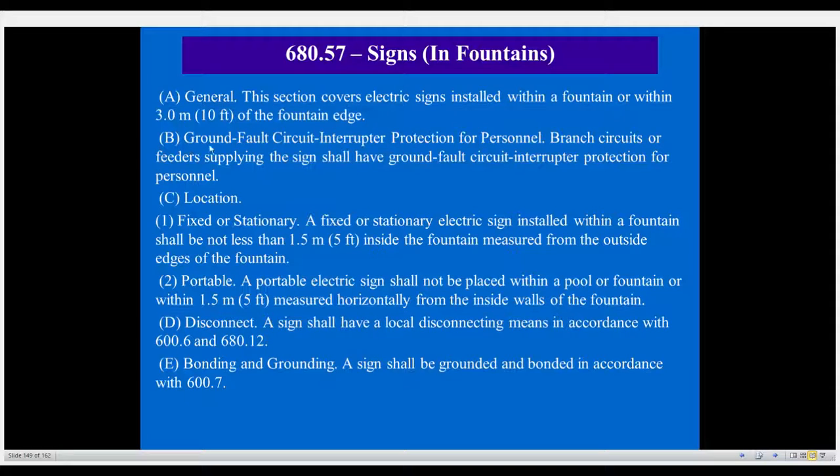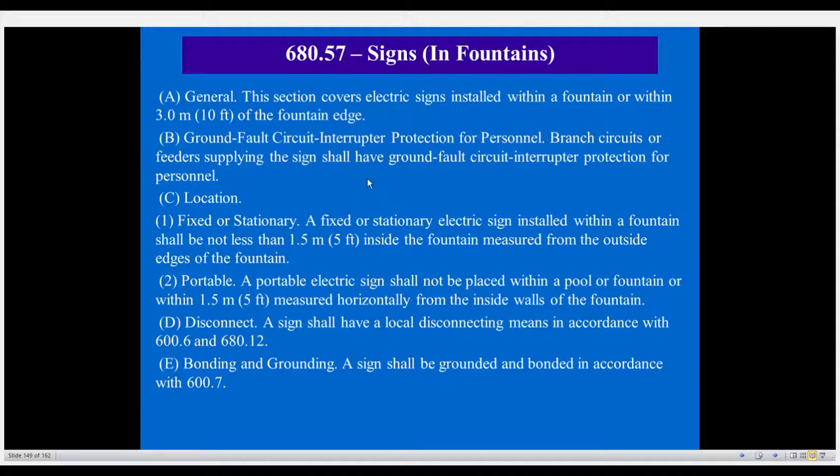It says, ground fault circuit interrupter protection for personnel. That means that the branch circuits or feeders that are supplying the sign shall have ground fault circuit interrupter protection for personnel. All right. So if we're dealing with the sign, we're going to have that. Incidentally, in the 2014 code, the term branch circuit and/or feeder was added. Okay, just for clarity. All right.